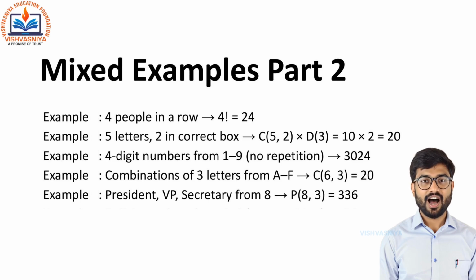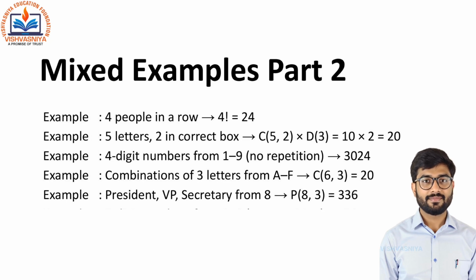Example 6. How many 4-digit numbers can be formed using digits 1 to 9 such that digits do not repeat? Answer: 9 times 8 times 7 times 6 equals 3024. Example 7. How many combinations of 3 letters can be made out of letters A to F? Answer: C(6, 3) equals 20.